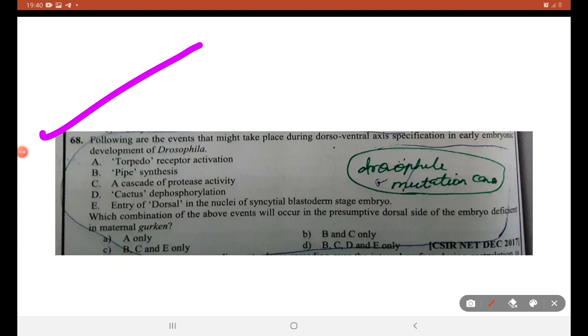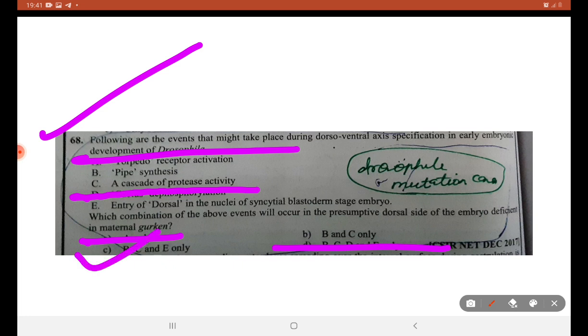Which combination of the above events will occur in the presumptive dorsal side of the embryo deficient maternal gherkin? If the gherkin is deficient, then torpedo will not be activated. Is incorrect. Pipe synthesis occur. It's not depolarization of characters, it is phosphorylation. So D is the wrong statement. Entry of the dorsal into the nucleus at syncytial blastoderm stage. How dorsal enter? If cactus is not activated, C and E are the right answers.